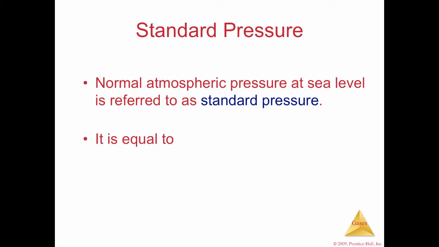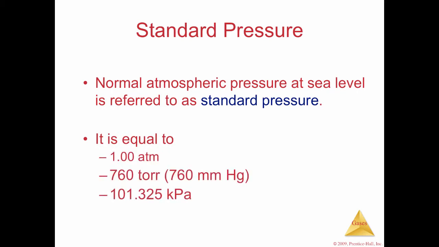Standard atmospheric pressure. Normal atmospheric pressure at sea level is referred to as standard pressure, or sometimes we say STP. It's equal to 1 atmosphere, 760 torr, or millimeters of mercury. Another unit, 101.325 kilopascals, or 101,325 pascals. Another unit would be 30 inches, or 30 inches is equal to 760 millimeters of mercury. So you should become familiar with those units.